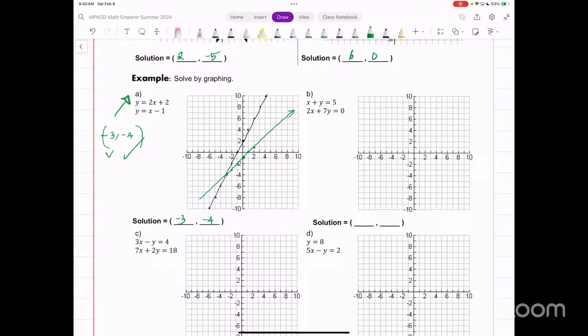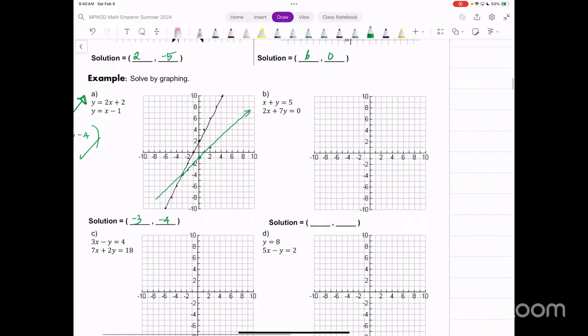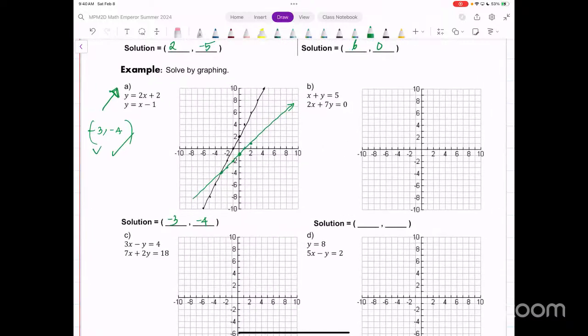Now, here's what's challenging. Sometimes it's not quite easy. So in this question, I can't really do this right away. So I'm going to rearrange, moving the x to the other side, -x plus y. The 7y is equal to -2x. So therefore y is equal to -2 over 7x. Make sense? Yes? Okay.